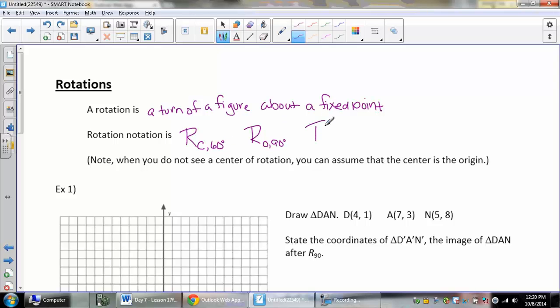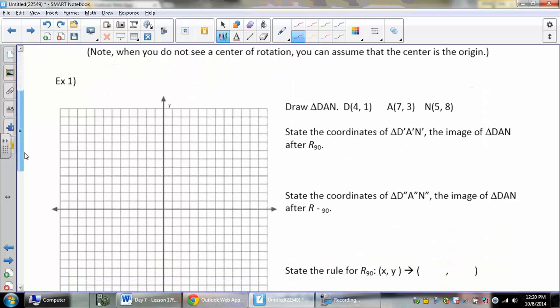And one of the other things that sometimes you see is you won't see a center of rotation, and it'll just say R270. That usually indicates that the origin is your center of rotation. So if you don't see a center of rotation listed, like in this one, you can assume that the center is the origin. Now, rotations, we're going to do some kind of funky turning stuff here, so bear with me.